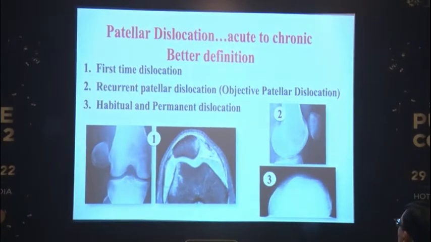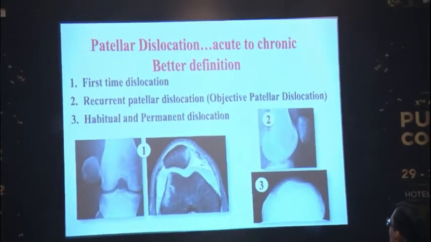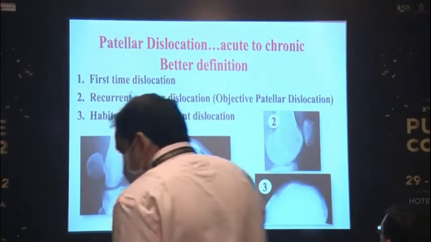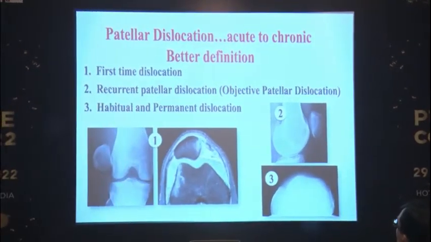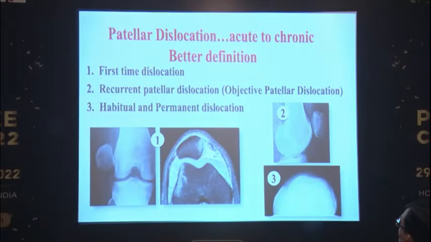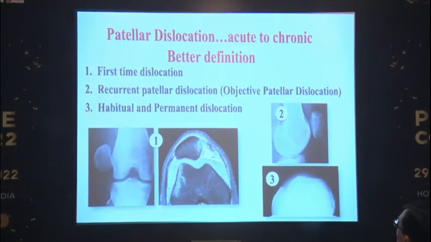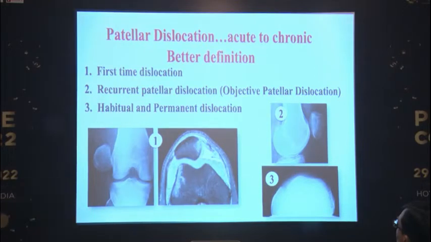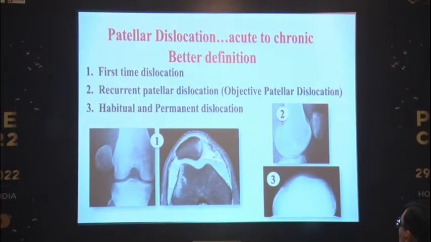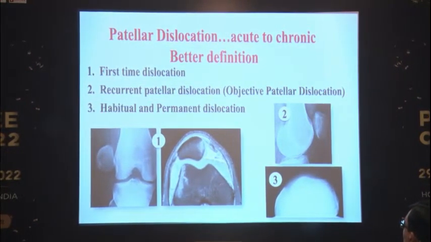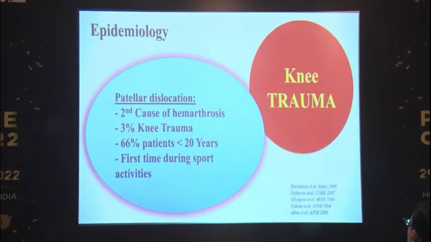So for the patellar dislocation, you need to have a good definition, and the good definition would definitely be the one who has the first-time patellar dislocation. Then you will have the recurrent patellar dislocation, what we call the objective patellar dislocation, and then some specific topics, which is the habitual or the permanent patellar dislocation. The epidemiology is definitely the second cause of hemarthrosis.